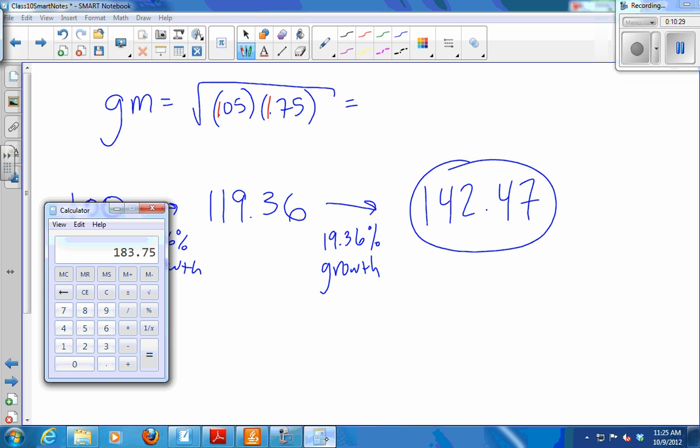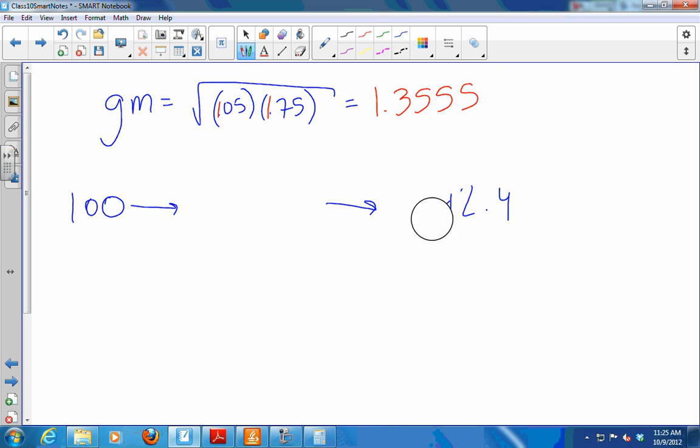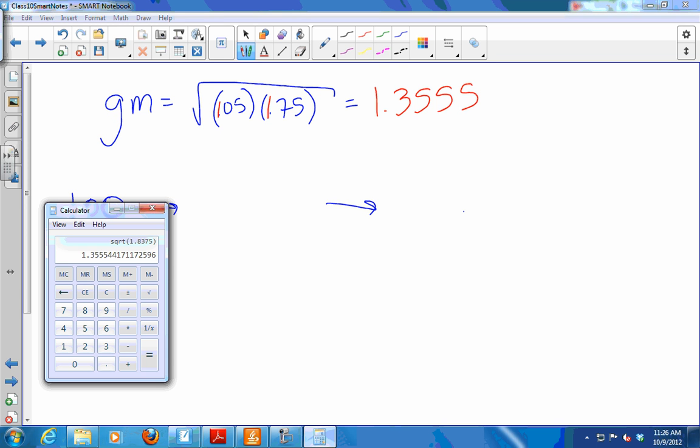Okay. So I'm going to do 1.05 times 1.75, square root that, and I get 1.3555. Yeah, so 35.5% increases each year. So let's see what happens when I do that. I got 1.8. Oh, you did? Let's see here. Oh, then you got to square root it. Oh, yeah.